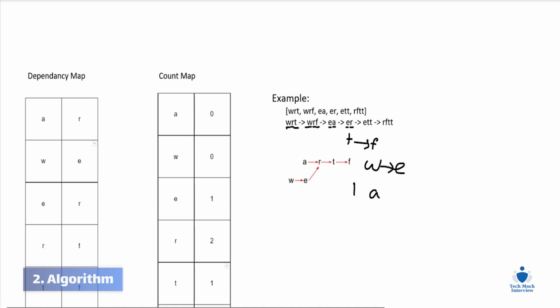So we have A that comes before R. Now, here in this section, we have ER and ETT. Well, of course, the E's are the same. We compare R and T. R comes before T here. And then with this we compare it to the last word. And here we have E and R, meaning that E comes before R.